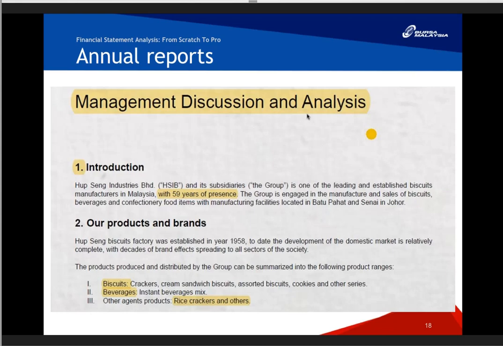Over here, they tell you their product lines. Basically, their products are very simple. They have biscuits, they have beverages, and then they have agency products. That means they are also agents for other products, for example rice crackers and others.